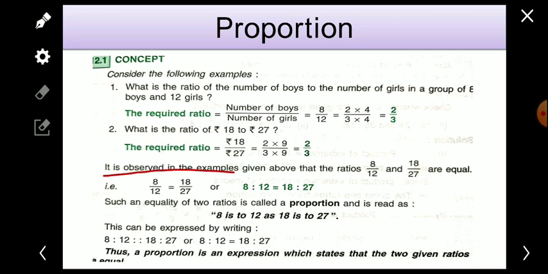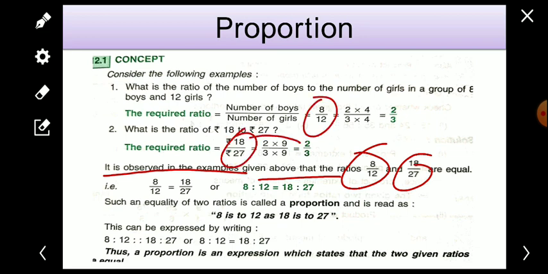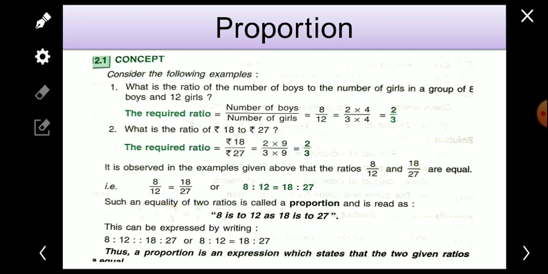So it is observed in the examples given above that the ratios 8 by 12 and 18 by 27 are both equal. Both are 2 by 3. So 8 by 12 is equal to 18 by 27. Here we can say that 8 is to 12 is equal to 18 is to 27. It is the ratio only, which can be written as a fraction also, that we know. So 8 by 12 is equal to 18 by 27. It means 8 is to 12 is equal to 18 is to 27. So we have got that both the ratios are equal.